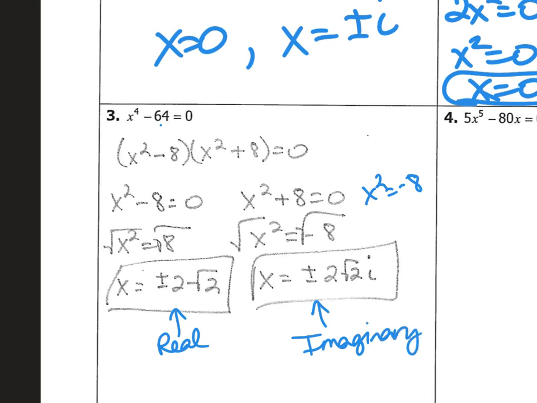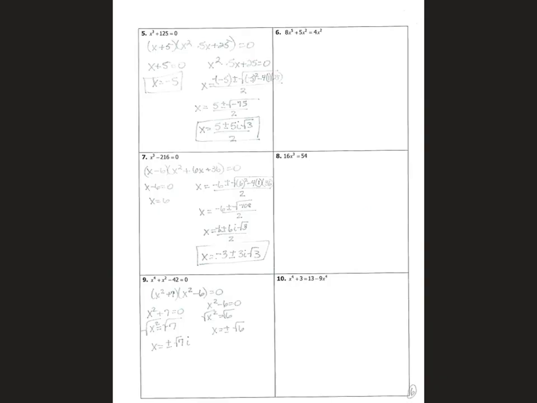These are what I call real roots or x-intercepts. These are what we call imaginary roots. So these are where it actually crosses the x-axis on a graph. These do not. Okay, we're going to skip problem 4. That's one you're going to do on your own. So you're going to work through problem 4. And I'm actually going to go to the next page and look at a few problems there.